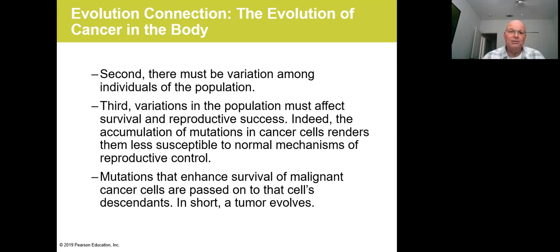Because we can no longer assume that a single cancer can be treated with a single treatment, or that the cancers of two individuals can be treated the same way. Because that may not necessarily be the case. It almost certainly is not the case.